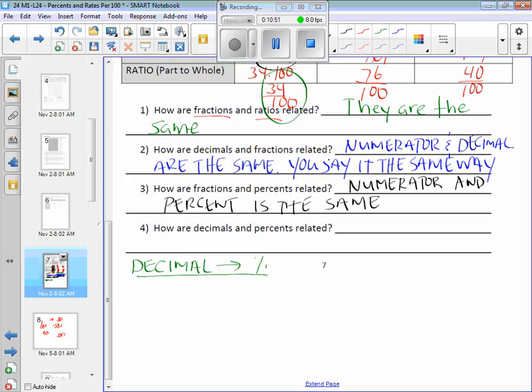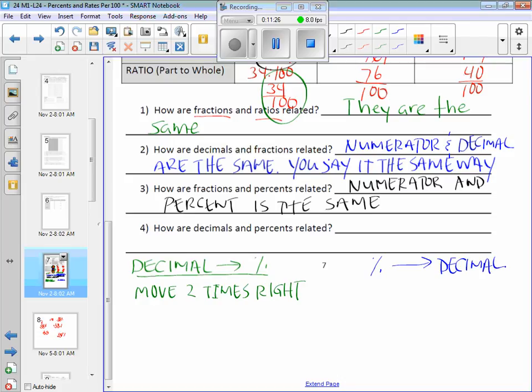Decimal to percent, you do what to the decimal? Joe. Which direction? Guess what I'm doing on the other side? Hannah? From what to what? Let's say it, Hannah. Got it.